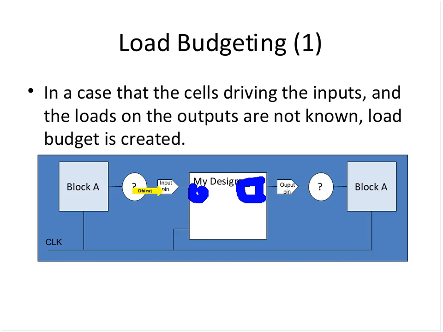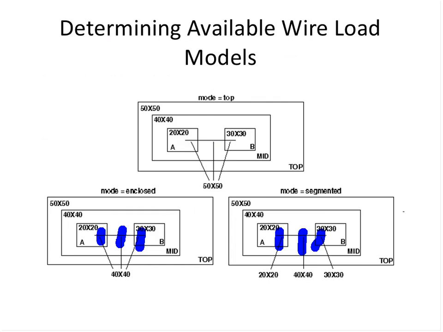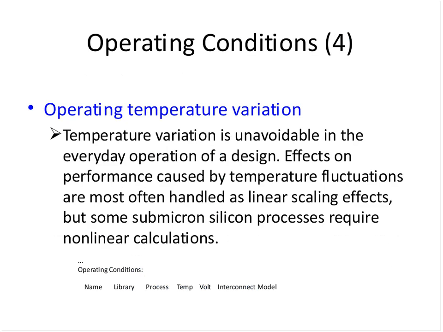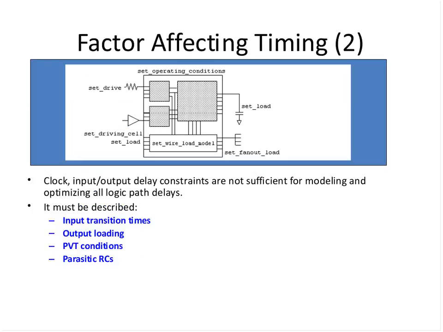I'll summarize again what all things you need to specify to correctly describe the operating environment of the design. So this is a figure. We saw how to set the operating condition. Operating condition sets the PVT of the design, the process, voltage and temperature of the design. Always choose the worst case.